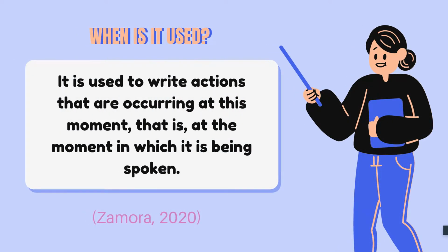It is used to describe actions that are happening at this time, that is, at the moment in which it is being talked about. The present continuous is the here and now. Many times it is confused with the simple present. However, there are differences between the simple and continuous present.